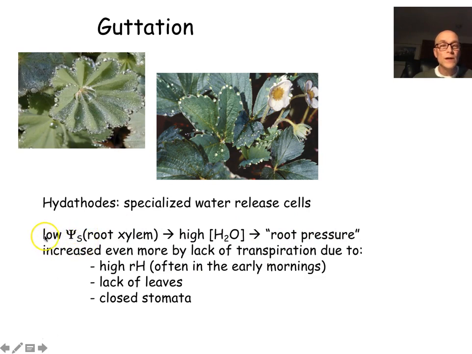If you have a low solute potential in the roots, for example, in the root xylem, then you can have water streaming into the inside of the symplasm of the root. So water is moving into the root because it's saltier inside, essentially. And that creates high water concentration, right? So there's more water now inside the root. And that creates something that's called root pressure. So when you have root pressure, you actually increase the amount of pressure inside the cells because there's just so much water, right? So now you have turgor because water keeps streaming in because it's saltier inside.